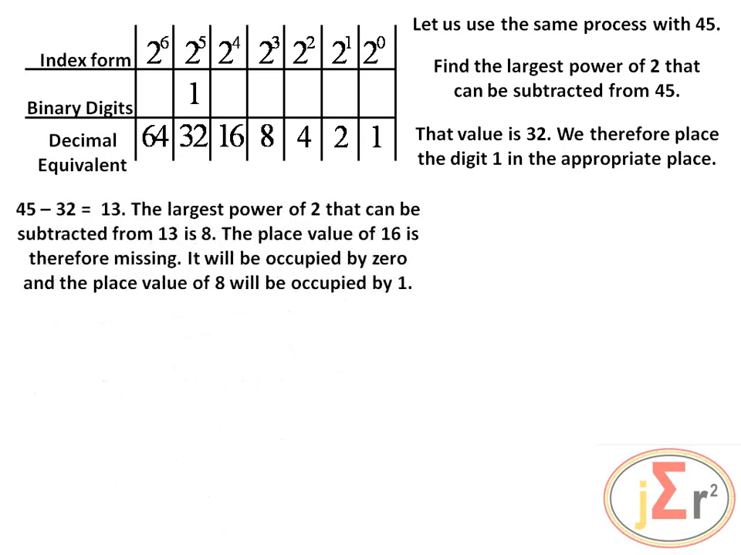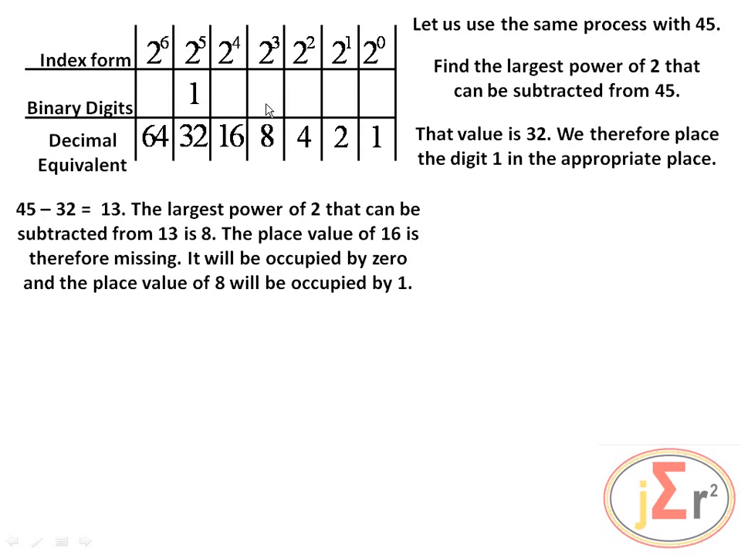45 minus 32 is equal to 13. So we have 13 left. The largest power of 2 that can be subtracted from 13 is 8. The place value of 16 is therefore missing. So no 16 because we are at 13. So 16 is missing and we are at 8.